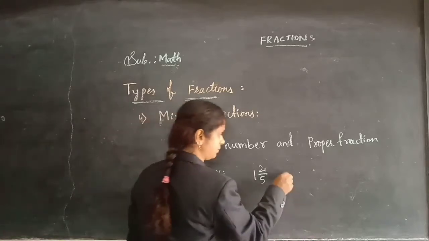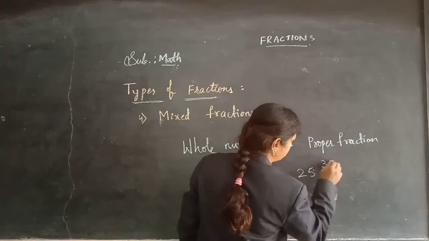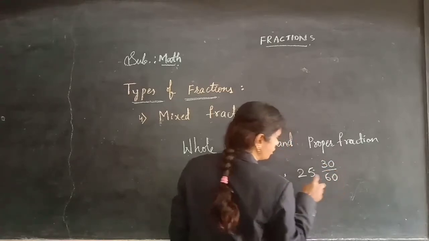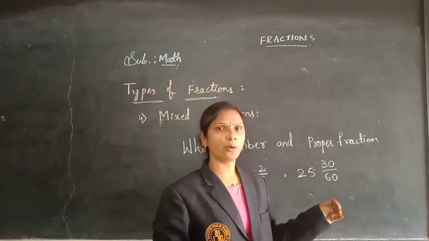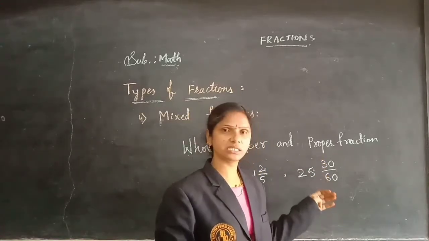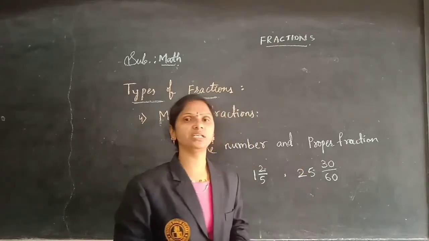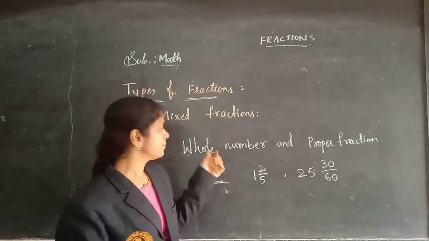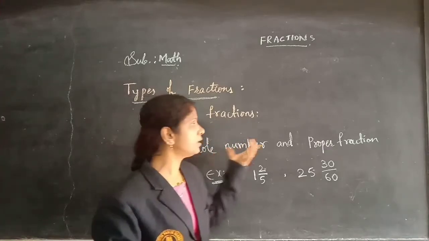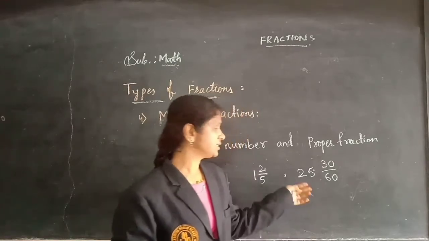Some more examples, let's see, children. 25 and 30 by 60. 25 is a whole number and 30 by 60 is a proper fraction. 30 is smaller than 60, no? So 30 by 60 is a proper fraction and 25 is a whole number. Once again I am repeating, mixed fraction means the combination of whole number and proper fraction. So these are the examples, children.